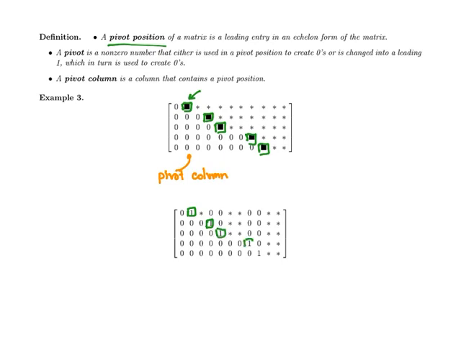We have our pivots here. Those are the leading entries. And we have our pivot columns associated with those leading entries. Right, so we can think of a pivot as just a leading entry in the row echelon form or reduced row echelon form. Pivot position is where that is located, and a pivot column is the column that it's located in.